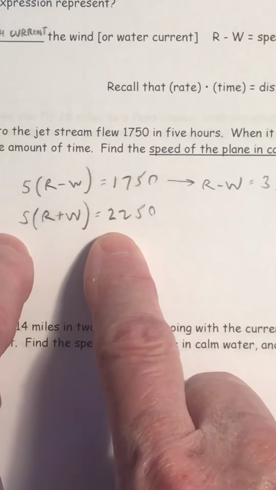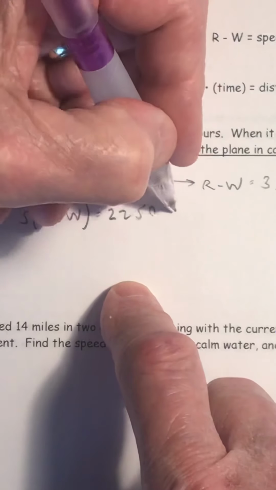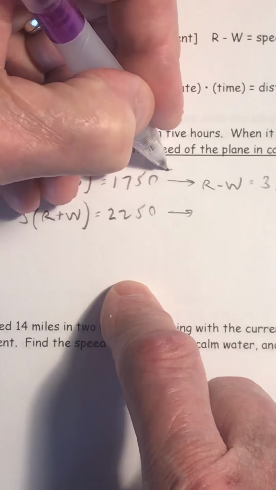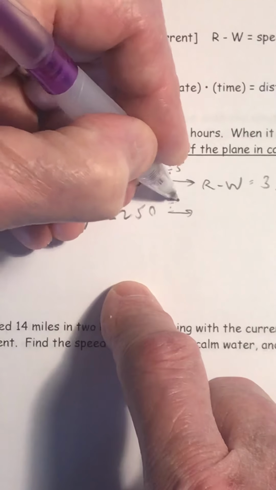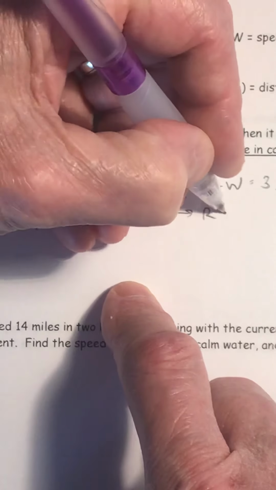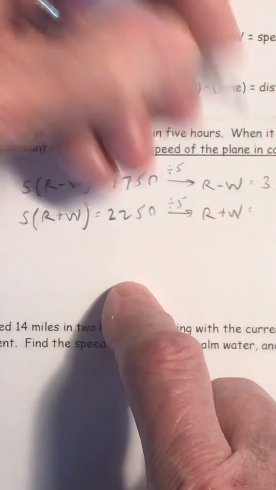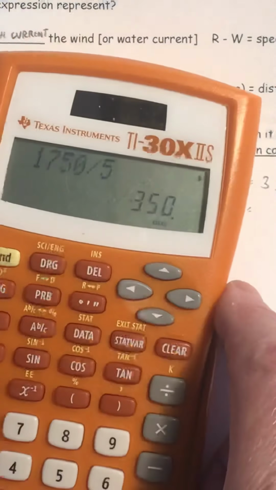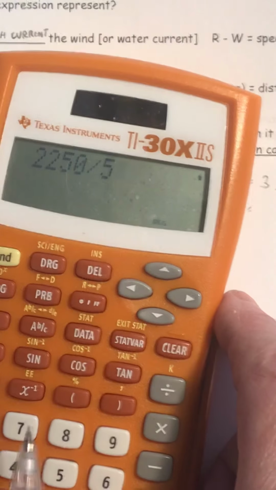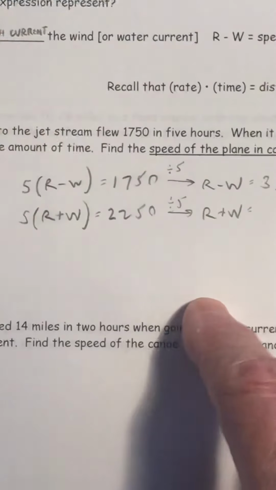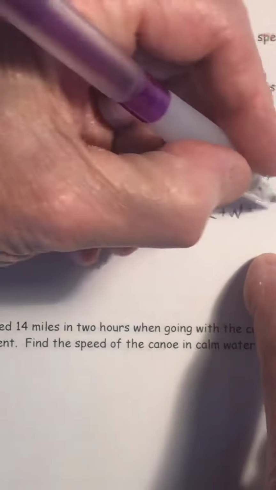Same idea here, divide both sides by 5. Let me write that up here. Divide by 5. Divide by 5. We're going to have R plus W equals 2,250 divided by 5, 450.